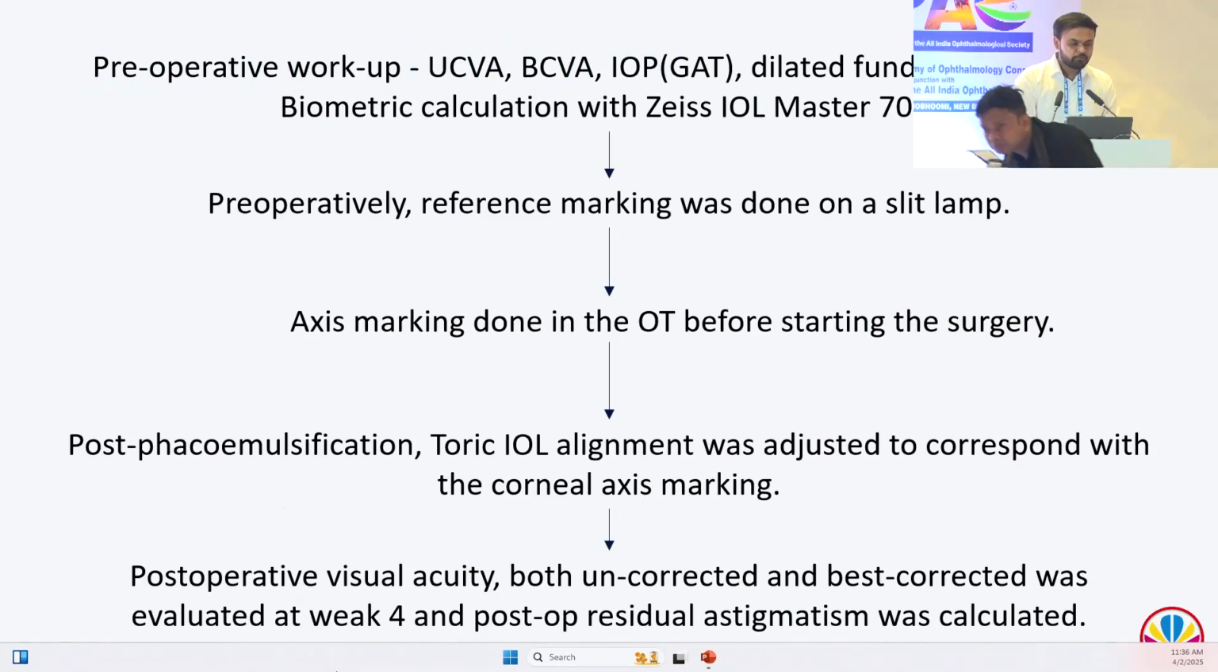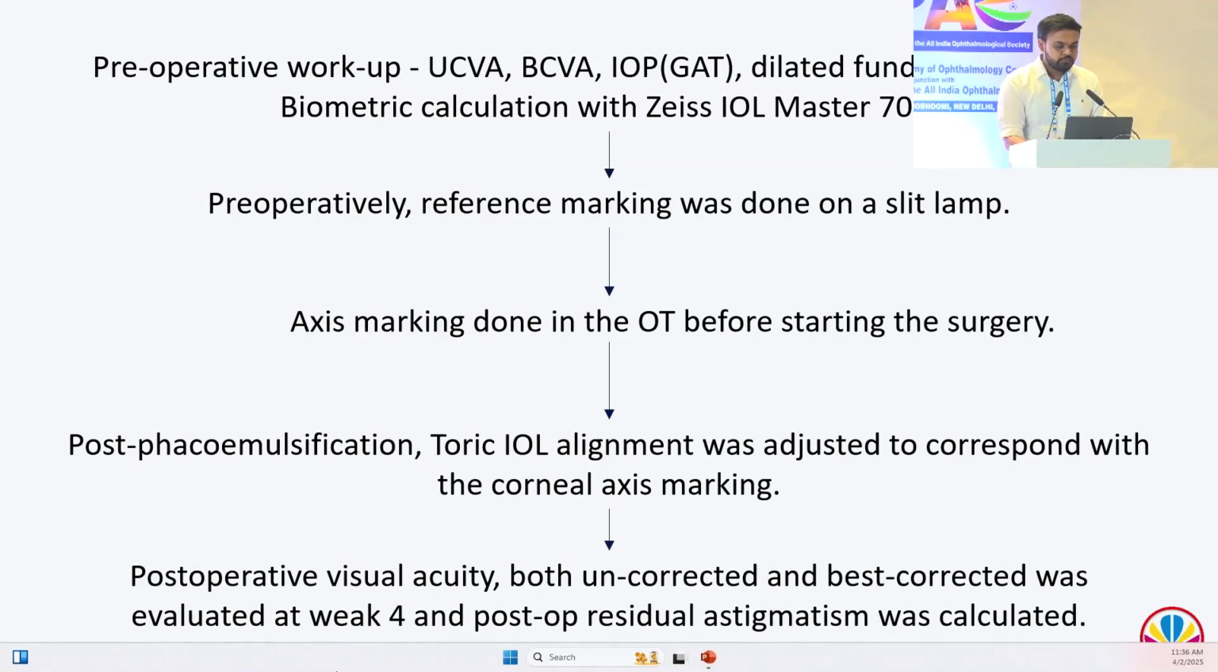We did a preoperative workup of the patient where we measured the UCVA, BCVA, IOP, and dilated fundal examination, and we did the biometric calculation with Zeiss IOLMaster 700. Preoperatively, the reference marking was done on a slit lamp. Axis marking was done in the OT before starting the surgery. Post phacoemulsification, toric IOL alignment was adjusted to correspond with the corneal axis marking.